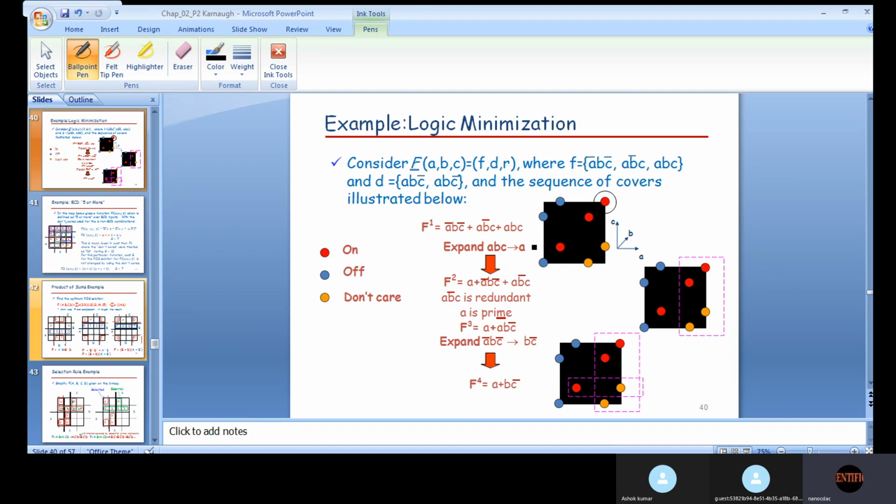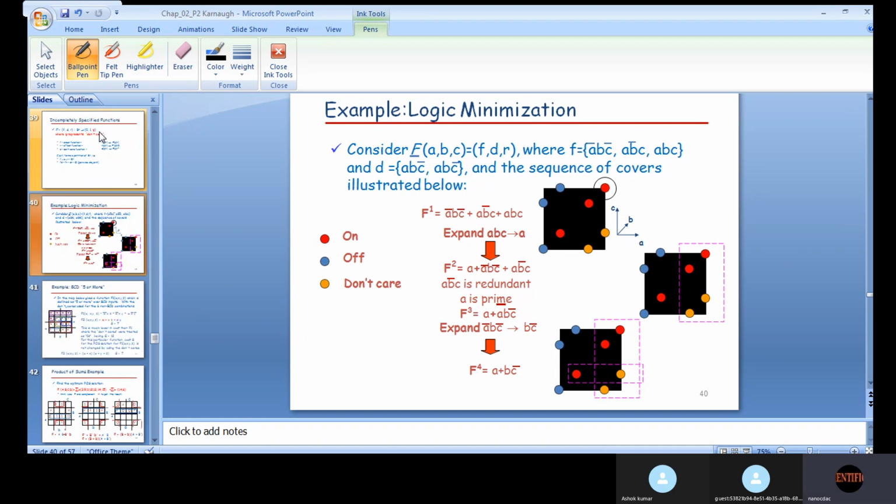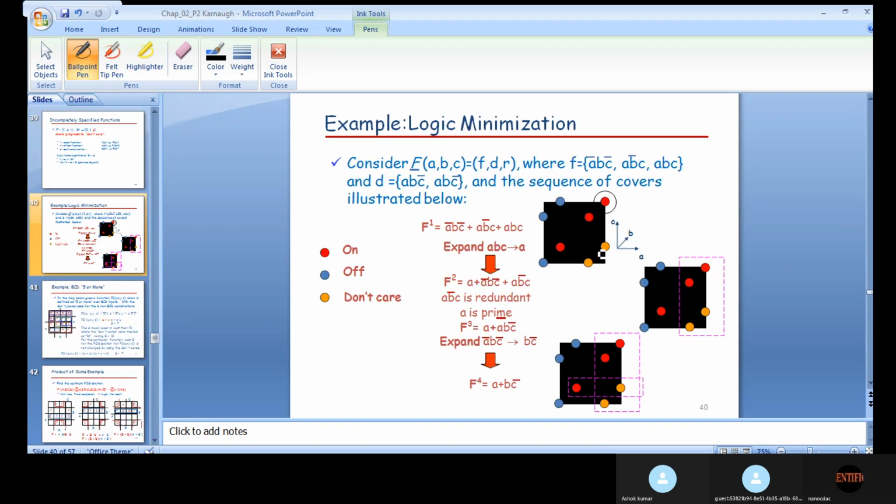Here, what is happening is, this is the function. When we expand it, it becomes like this. And finally, the equation becomes a plus bc. It gets minimized a lot when we are using the don't care terms. Okay, these yellow dots are indicating the don't care terms, red colors are indicating the onset functions, and blue are indicating the offset functions.